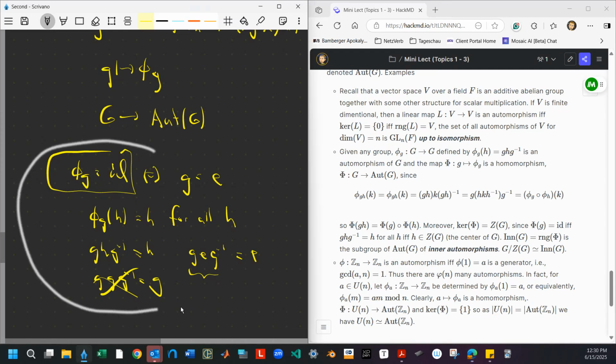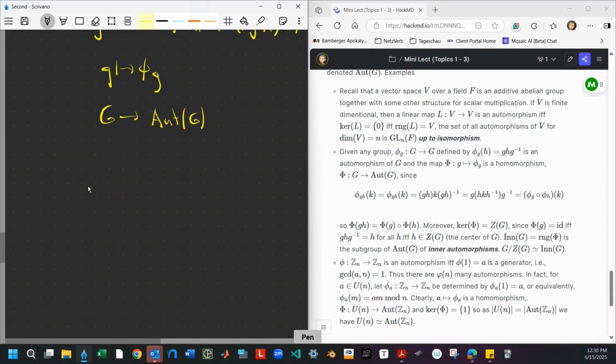Let's actually look at this a little bit. I actually even have a comment about this down here. Suppose phi of g is equal to the identity. So what am I actually looking at there? This is a map, this map here from G to phi g. Let's call this thing here phi. So g goes to the map phi g. This is an automorphism, this is in Aut(G).